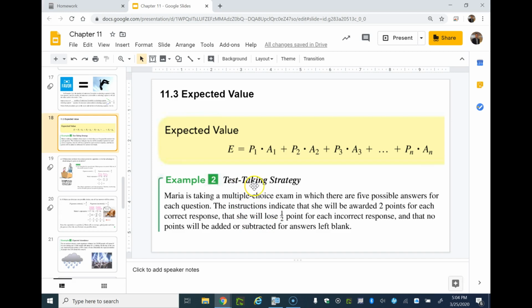We're trying to do a test taking strategy, and Maria is trying to determine about multiple choice exams. There's 5 possible choices for each question, and the instructions indicate that we'll be awarded 2 points for every correct response. If she gets it right, she gets 2 points. She will lose a half a point if she gets it incorrect, and no points will be added or subtracted if the problems are left blank.